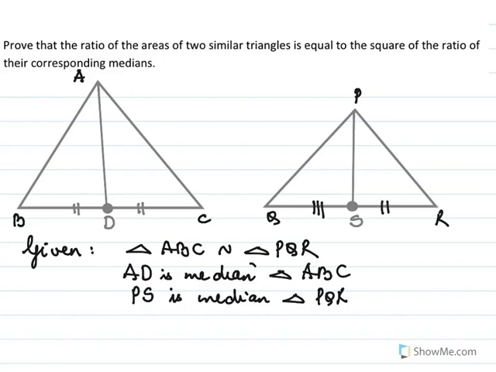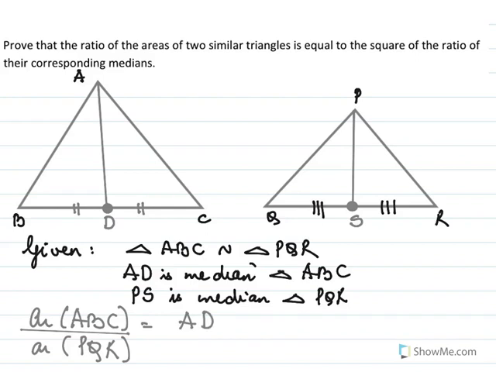So these are equal. So what we need to prove is the ratio of the areas of two similar triangles is equal to the square of the ratio of the corresponding medians, which means we need to show that area of ABC over area of PQR equal to the square of the medians. We have to show AD over PS the whole square. This is what we need to prove.